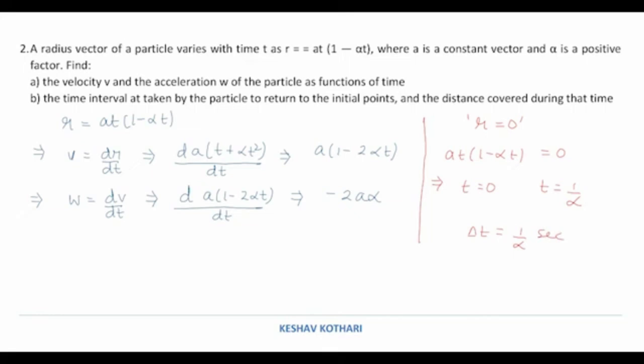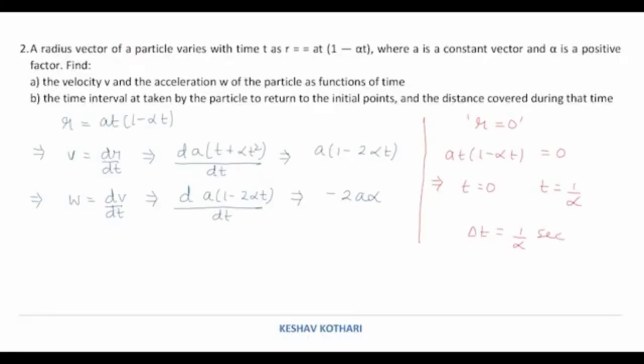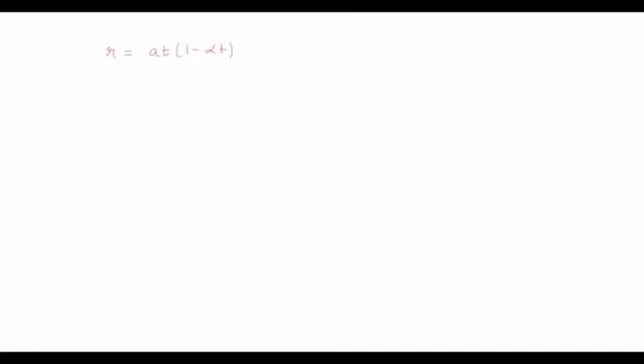And now the question is asking for the distance covered during that time. Now this is an interesting part over here. If we look at this particular question, the position vector was written as a t (1 minus alpha t), and the equation for velocity was obtained as a (1 minus 2 alpha t).